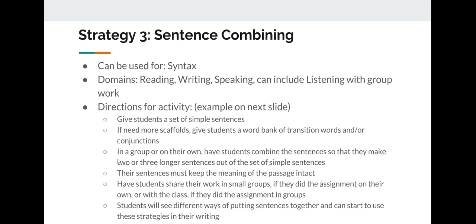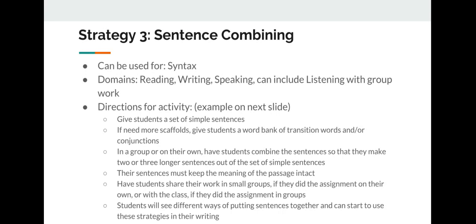And then in a group or on their own, so this is where the listening piece comes in if they're doing group work, have the students combine the sentences so that they make 2 or 3 longer sentences out of that small set of simple sentences. And you can work your way up, start with 2 sentences and make them make 1 sentence, and then give them a whole number of sentences and have them make a paragraph.